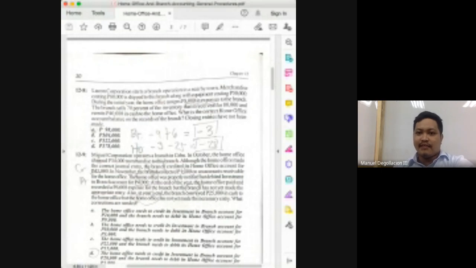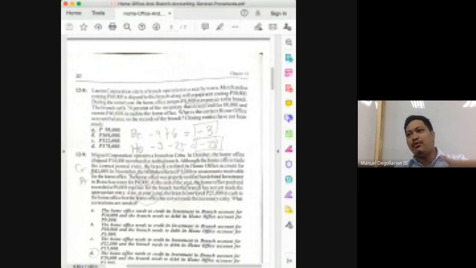Okay, next item here, during the initial year, the home office assigns 8,000 in expenses. So whose expenses are these? These are the expenses of the branch. But who paid for it? It is the home office. So we will treat this as an investment transaction. So what would be the entry in the books of the branch? Debit, expenses, and credit, home office.